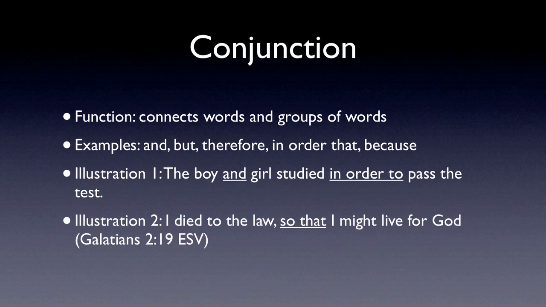A conjunction connects words and groups of words. Examples of conjunctions are and, but, therefore, in order that, or because. In our first illustration, the boy and girl studied in order to pass the test. The first conjunction, and, links together the boy and the girl as the ones performing the action of the verb studied, and in order to links together the first sentence, the boy and girl studied, to the next sentence, passed the test, indicating their reason or purpose for studying.